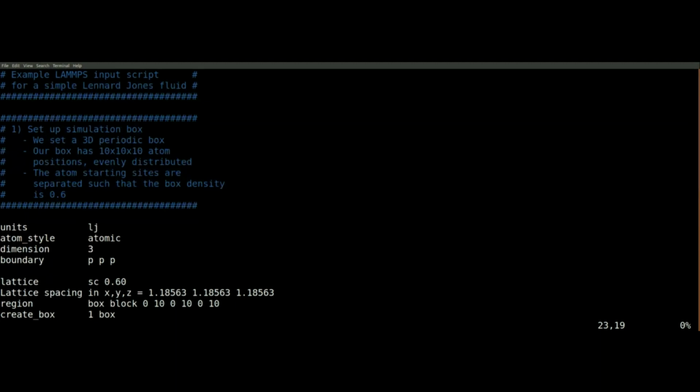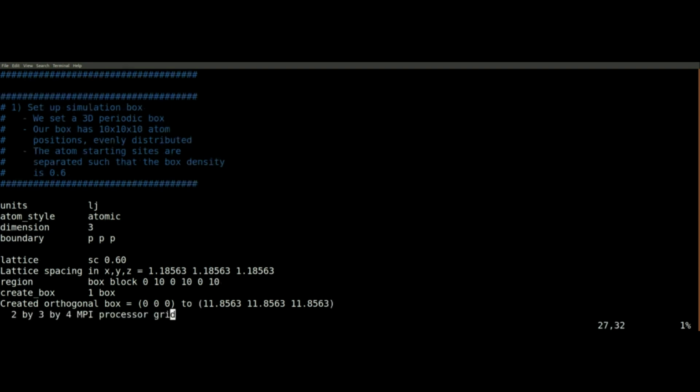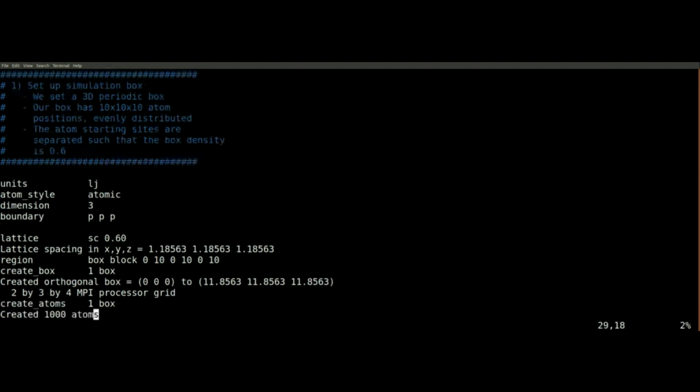The way you get that is you would take the cube root of 1 over 0.6. Then you're setting your region, you're creating your box, and once the box is set, LAMMPS will create the box. So you're setting a box which has 10 points on it per dimension, and LAMMPS will then multiply those 10 points by the 1.18 in the lattice spacing to give you a final box, which is 11.8 by 11.8 by 11.8. It then says, I'm going to split this across the number of processors you have, creates the box, etc., etc.